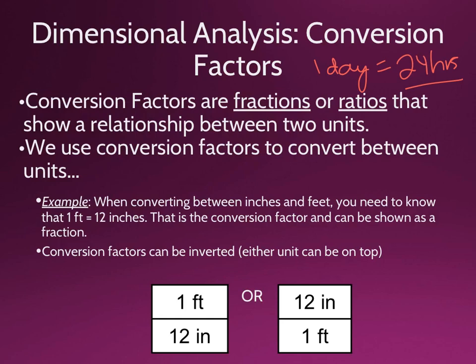Conversion factors, by definition, are fractions or ratios that show a relationship between two units. We use them to convert between units. So when converting between inches and feet, you know that 1 foot is 12 inches. So you could say 1 foot is 12 inches, or you could say 12 inches is 1 foot. They are both factual, and so you can flip it upside down as a fraction to use it either way, just depending on how it is. And I'm going to show you where you plug conversion factors into dimensional analysis in a moment.